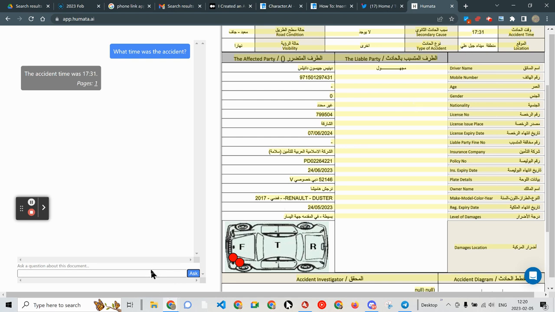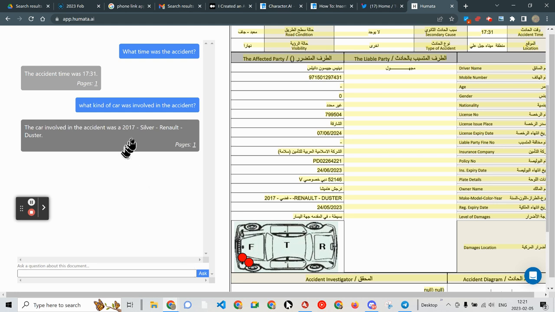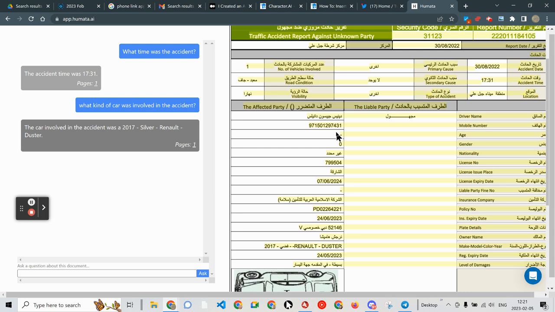So let's ask what kind of car was involved. What kind of car was involved in the accident? Bingo. So it's pretty good. I don't know if it speaks Arabic, but it did pick up the questions in English.